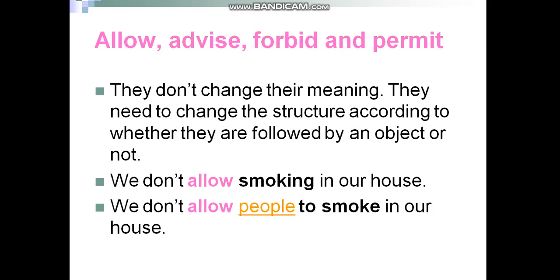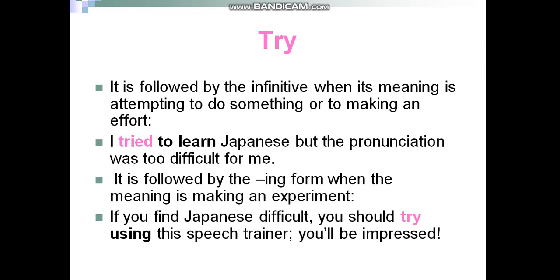Allow, advise, forbid, and permit don't change in their meaning. They need to change the structure according to whether they are followed by an object or not. We don't allow smoking, so we don't allow people to smoke. They are the same. Try is followed by an infinitive or ing.